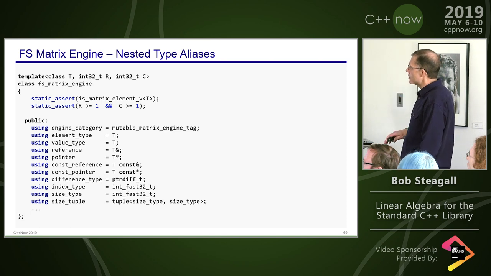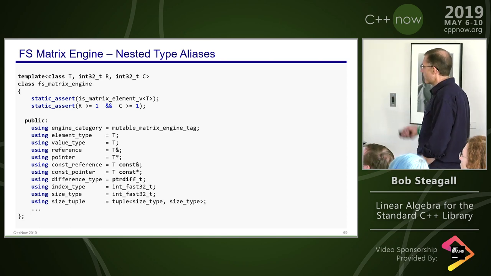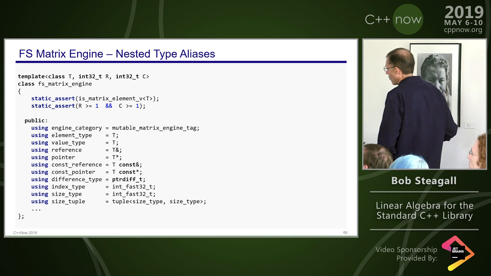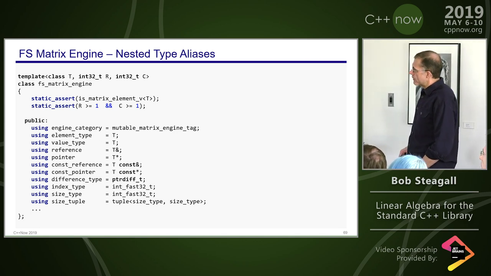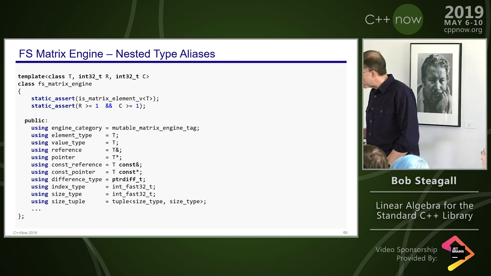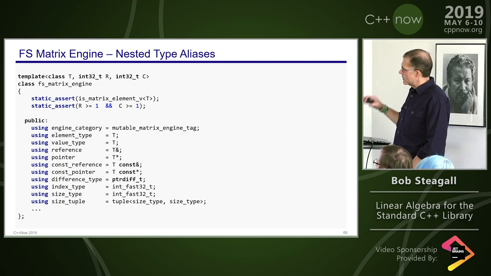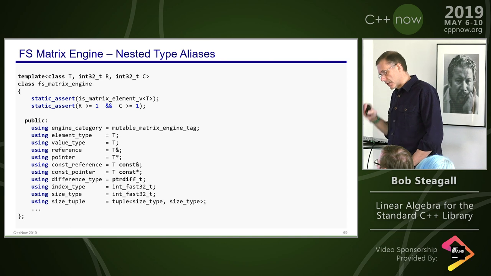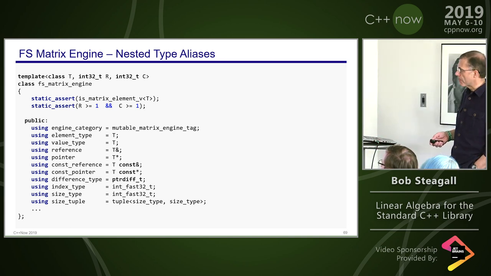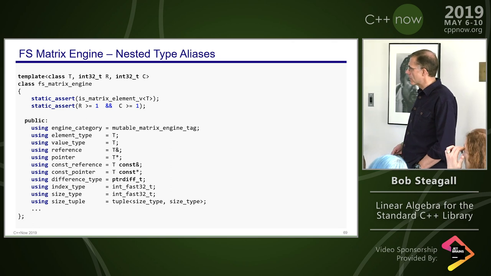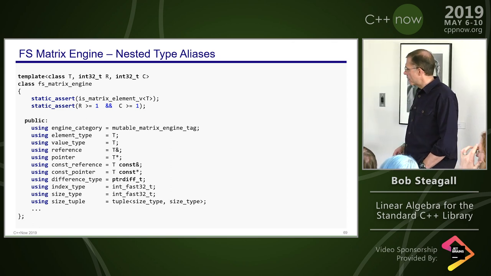This is a mutable engine. We specify the element types, reference, pointer, const reference, indexing type. Just to do something different, and I'm not saying this is part of it, I implemented index type and size type to be different than for that of the dynamic engine, just to make sure that things compiled and worked properly and there weren't lots of errors. That will probably change later on.